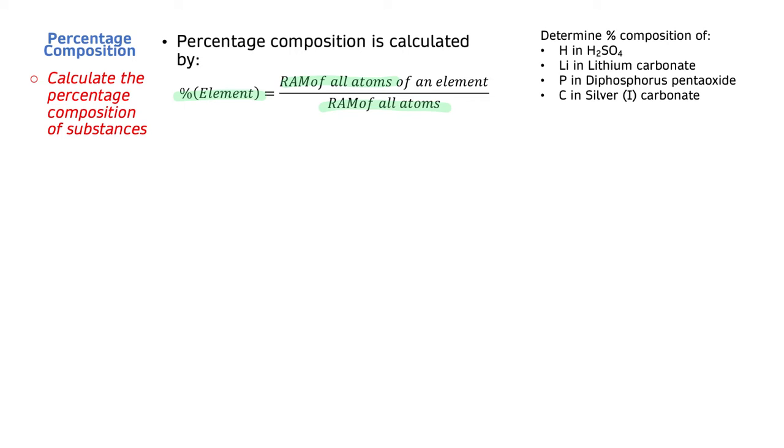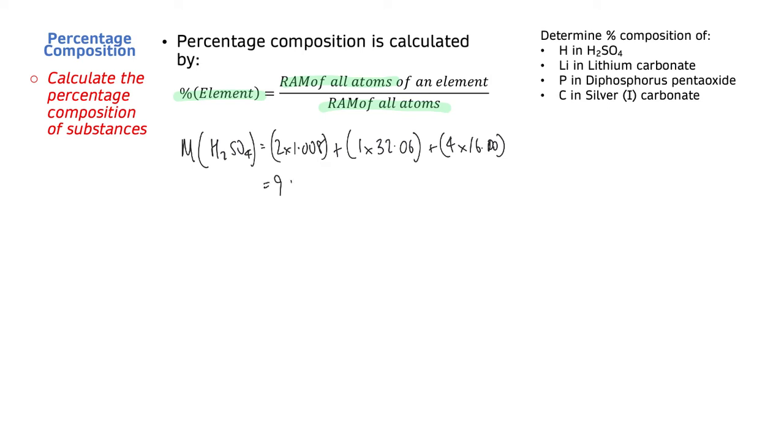Determine the percentage composition of all of those things over here. So let's walk through some. Let's do the hydrogen in the sulfuric acid. First of all, we need to work out the molar mass, the RAM of all the atoms. So we have to work out the molar mass of H2SO4, which will be equal to 2 times 1.008, in brackets, plus 1 times 32.06 and 4 times 16.00. That's just what we've done before.